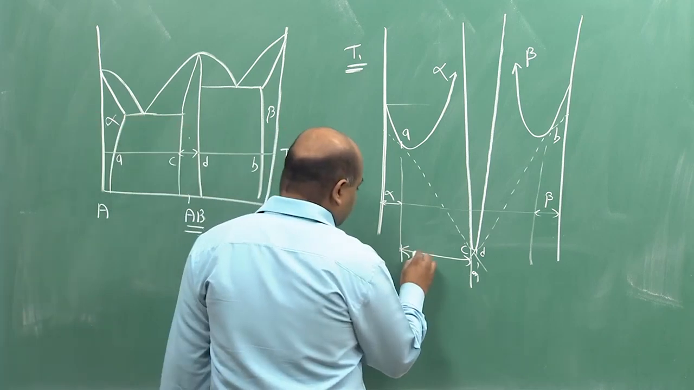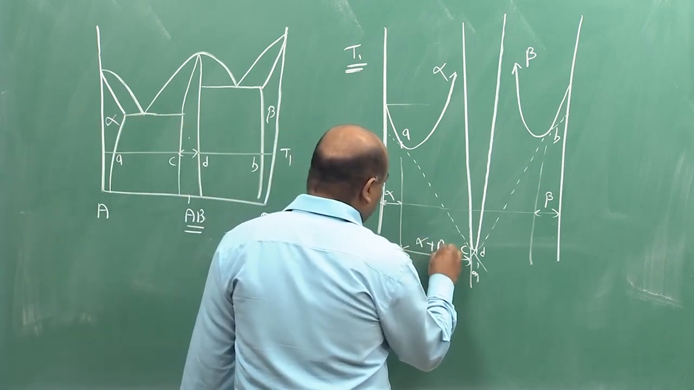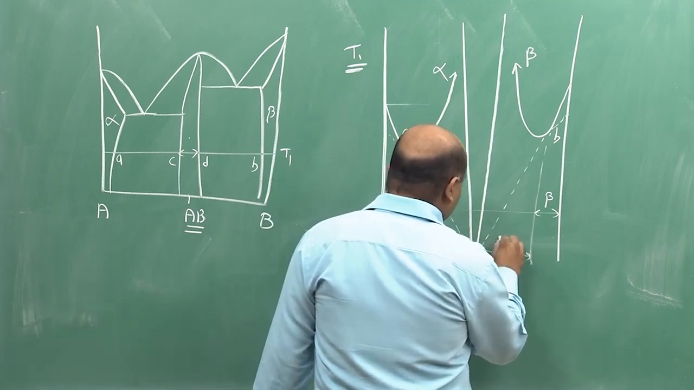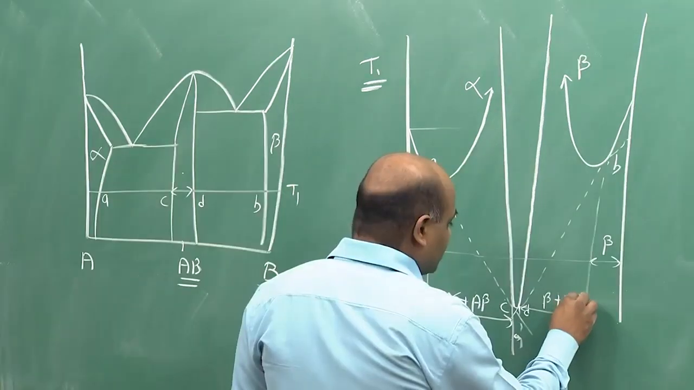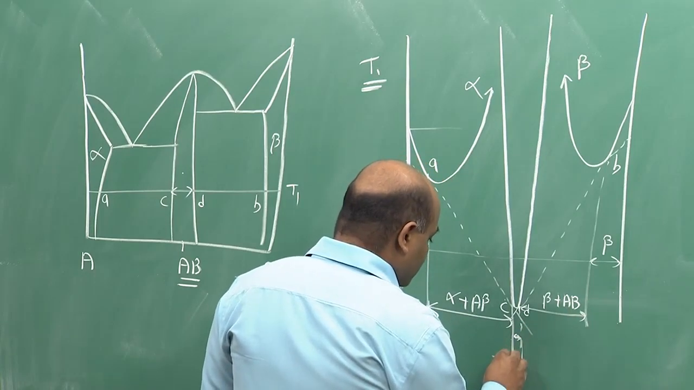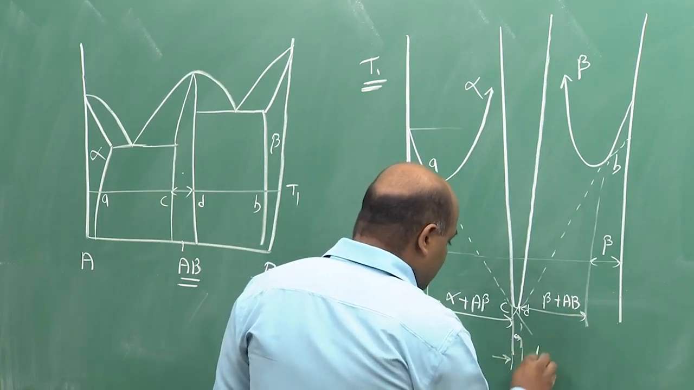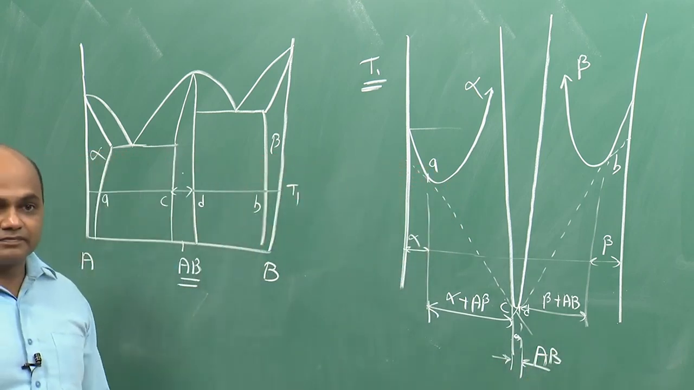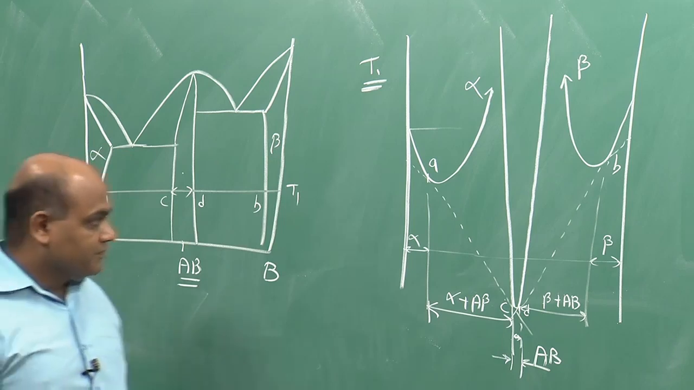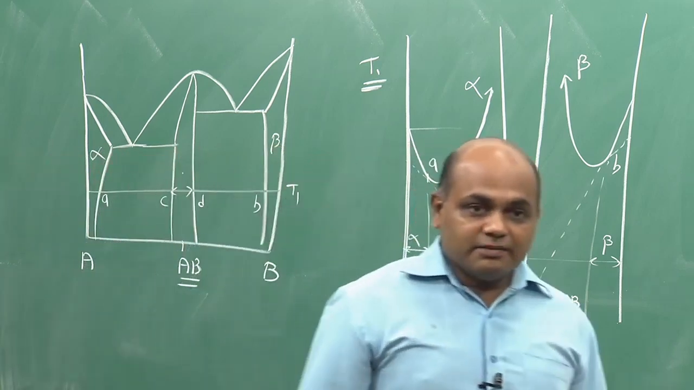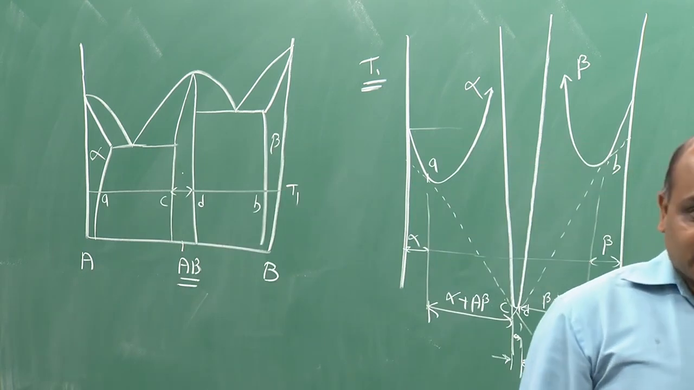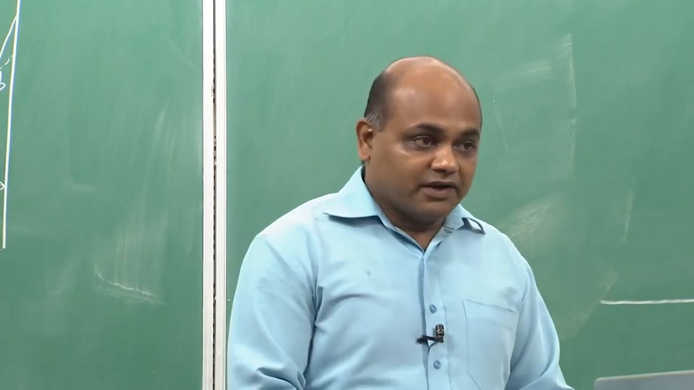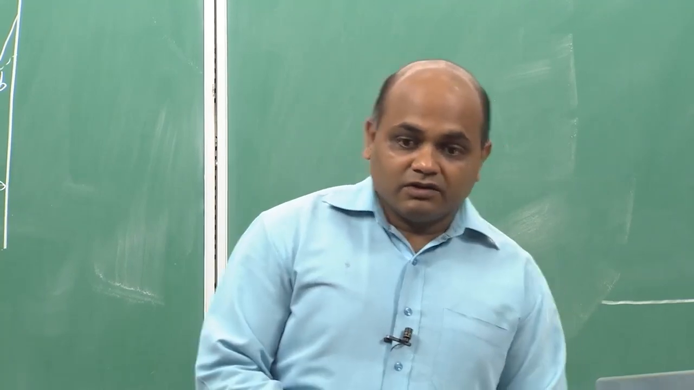So, this phase region is basically alpha plus AB, between D and B we have beta plus AB, and in this small region there is a single phase AB which is stable. So, when delta HM is positive, there is a tendency for phase separation, and when it is negative, there is a tendency for ordering. All right, any question?